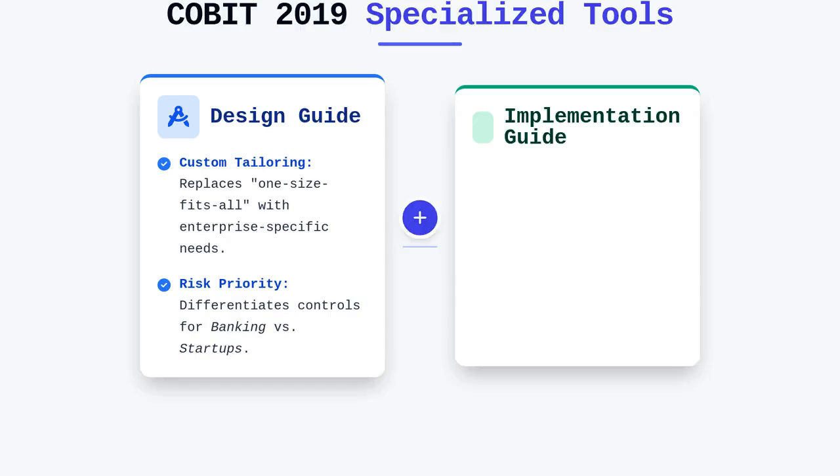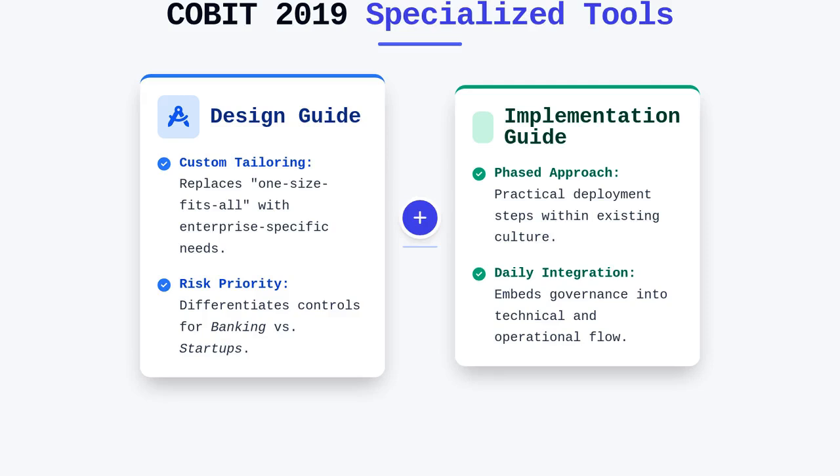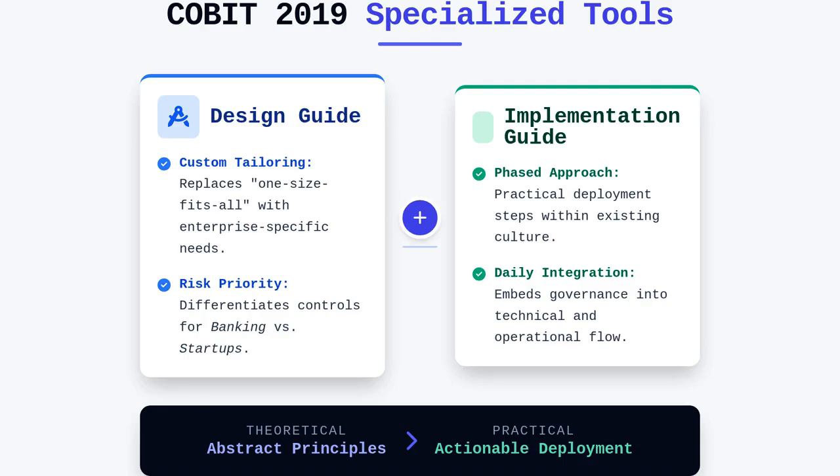Meanwhile, the Implementation Guide offers a practical, phased approach to putting these governance structures into operation within an existing organizational culture. This is crucial because governance is only effective if it is integrated into the daily flow of technical and operational work. These documents work in concert to bridge the gap between abstract theoretical principles and the concrete, actionable implementation plans required for real-world deployments.